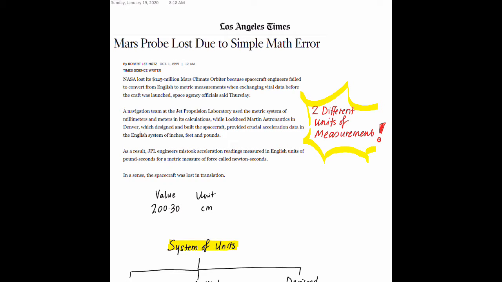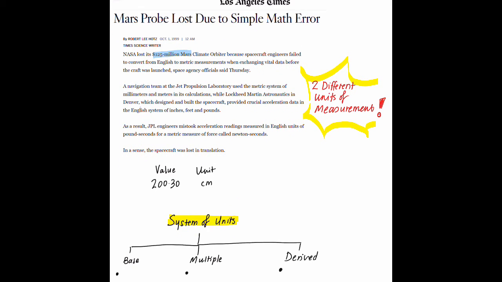And the amount of money that was lost is 125 million. And all of this was because the spacecraft engineers had failed to convert from English to metric measurements when exchanging the vital data before the craft was launched.